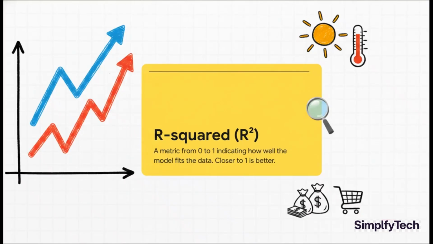One of the most common ways to do that for regression is the metric called R-squared. The easiest way to think about it is like a score, from 0 to 1. It basically tells you what percentage of the change in sales can be explained by the change in temperature according to our model. The closer you get to 1, the better your model is at explaining the data.